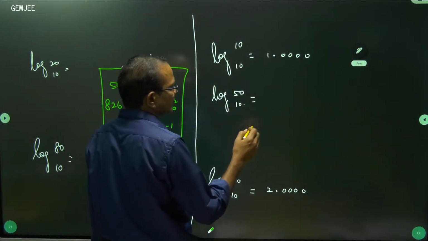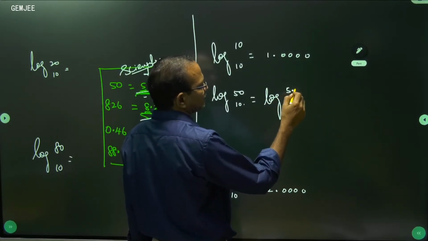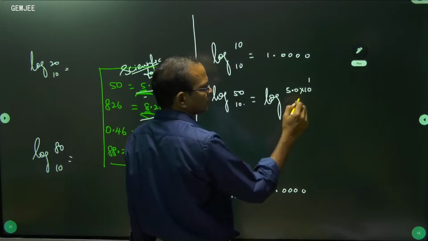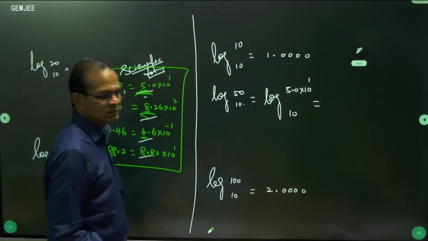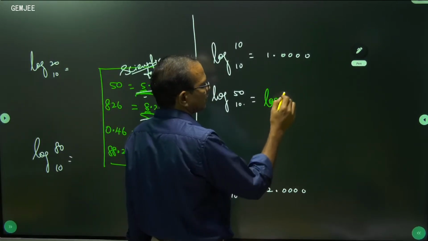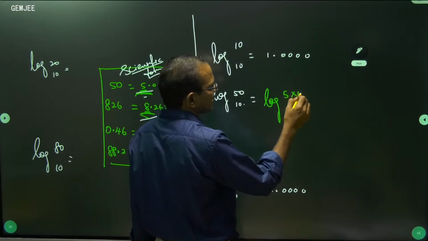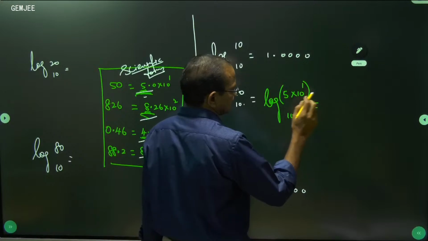இப்போ இவரை சயின்டிஃபிக் ஃபார்மில் சொல்லுங்கள். Log of 5.0 into 10 power 1 to the base 10. ரைட், புரிஞ்சிருச்சா? 50, log of 5 into 10 power 1 to the base 10 equal to. Got it?